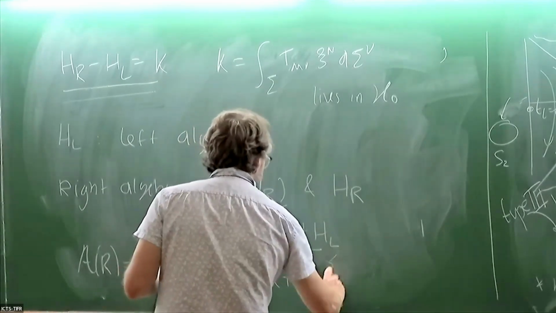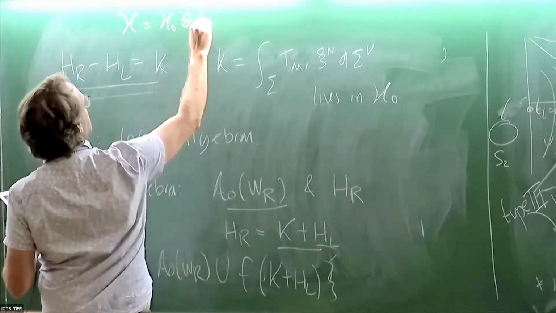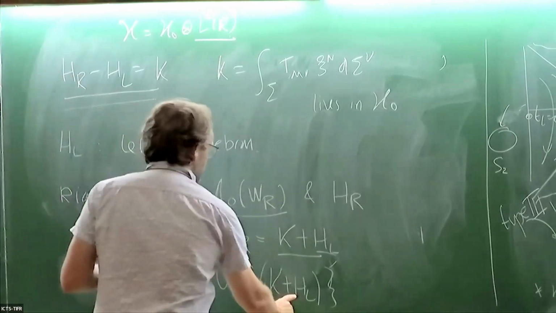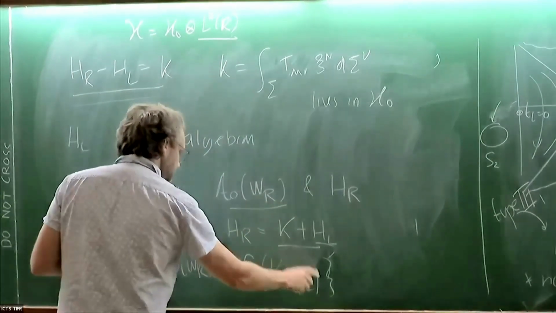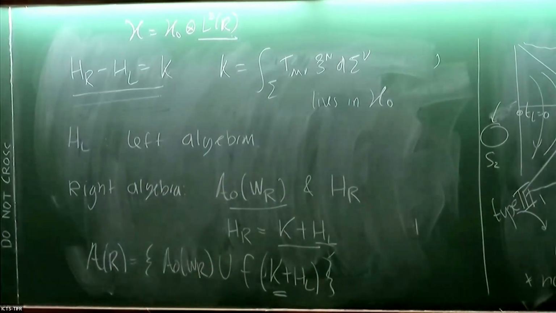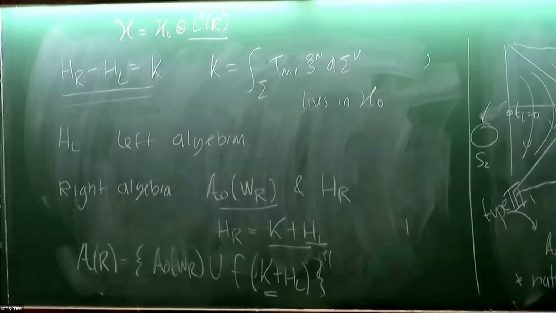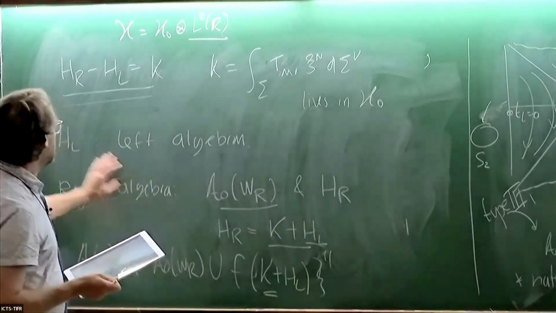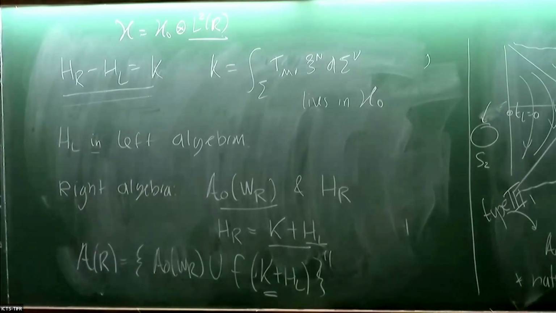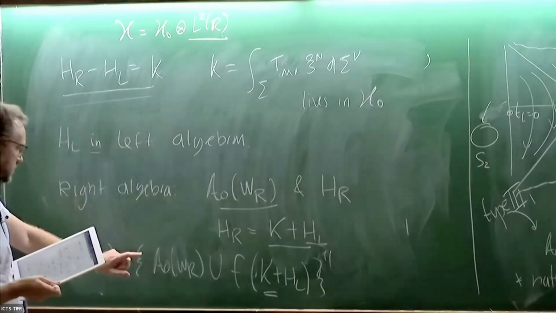Remember, H_L I realized as some operator acting on this L2 of R. So that's where that lives. But sorry, this is the left Hamiltonian. To make it the right Hamiltonian, I have to add in this modular Hamiltonian. Okay? And then I do weak closure. Yeah, so I haven't defined the left algebra yet. I'm just saying it is in the left algebra, but there are other things as well. Okay, so this is already interesting.